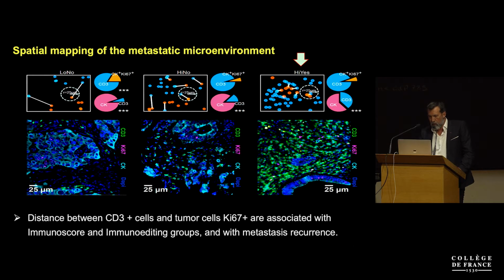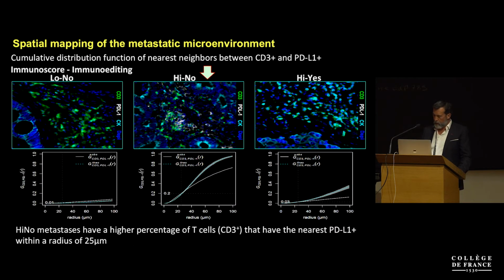And several things were different indeed. These are the three different types: the low immunoscore with no immunoediting, and the high immunoscore with no immunoediting or with immunoediting, meaning the disappearance of immunogenic mutations. And as you can see, one of the main characteristics was that the metastases with immunoedited clones, which were not disseminated, had higher densities of cytotoxic T cells and a close proximity of the T cells to the Ki-67 proliferating tumor cells, which was one of the main characteristics of these metastases.